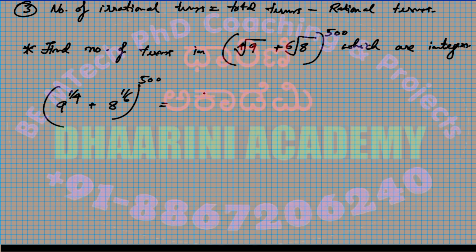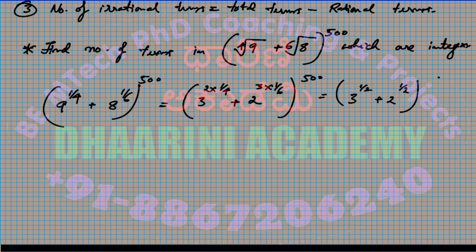Okay, so this can be written as, I have to bring a prime over there, so I'll write 3 square. So (3 square) to the power 1 by 4 plus 8 can be written as 2 cubed. So now that is a prime. 2 cubed to the power 1 by 6, whole raised to the power 500. So this is equal to (3 to the power 1 by 2 plus 2 to the power 1 by 2) whole to the power 500. So we got a plus b, where a and b are prime.